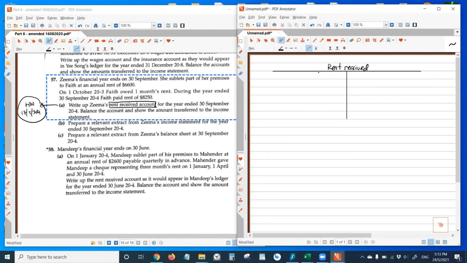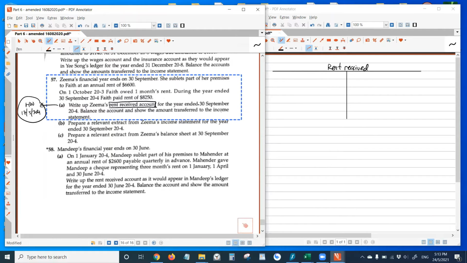Examiners make quite a lot of mistakes in stating the name of this account, okay? So the right name is rent receive account. For commission receive, we call it commission receive account, not receivable. Okay, so this is rent receive account. The year end is 30th September 20-4. So this is year end. Beginning of the year must be October 1st, 20-3. Balance the account and show the amount transferred to the income statement.